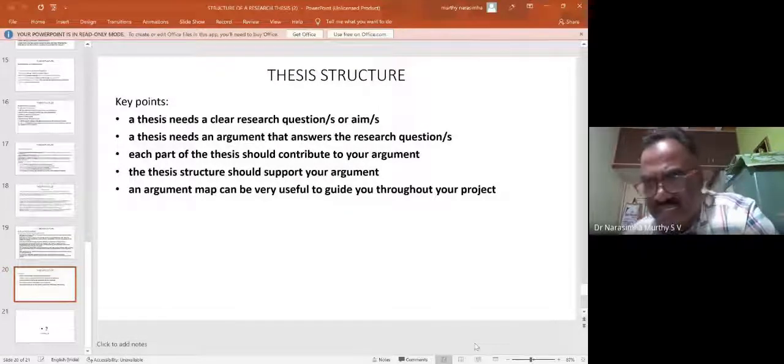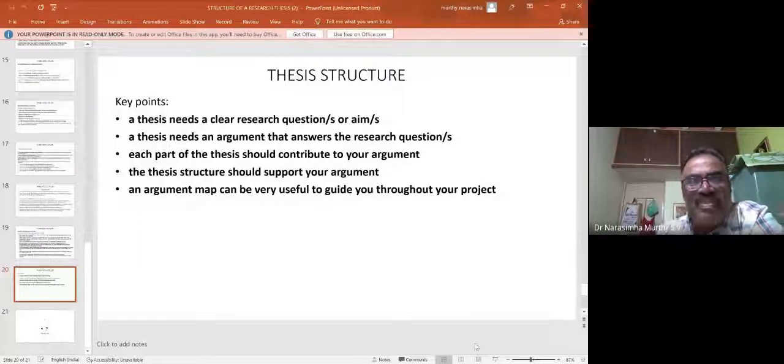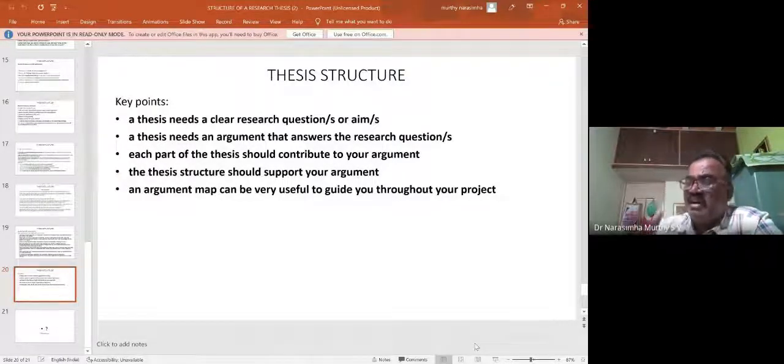And I'll come to the last slide of my today's presentation. Key points. Whenever you think of a thesis structure, whenever you plan writing a thesis, remember there should be clear research questions or aims. Very clear. You should have clarity about your research questions. That means write your research questions.